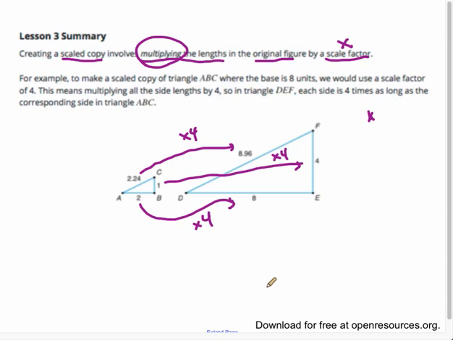So I hope that you got the main points out of this: multiplying side lengths is what we do when we make scaled copies of figures from original figures. And we use a scale factor, and that scale factor is the number that multiplies every single side length to give us the new measurements. And that number has to be the exact same number.